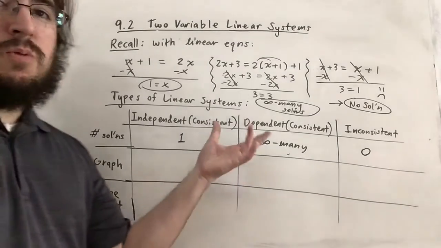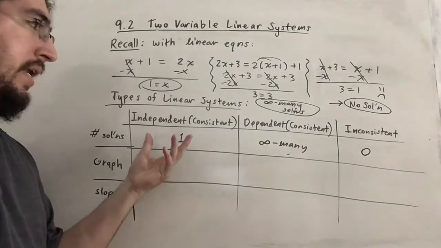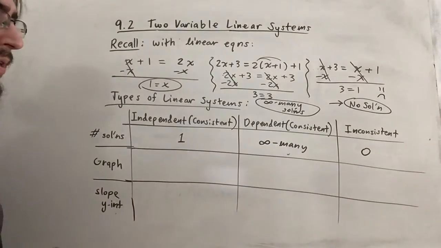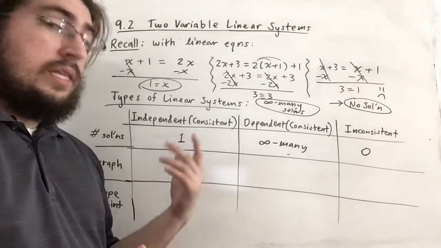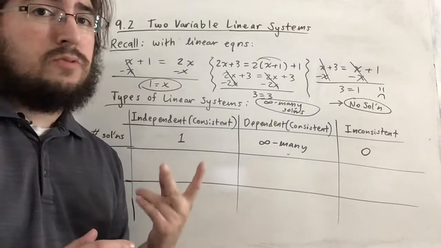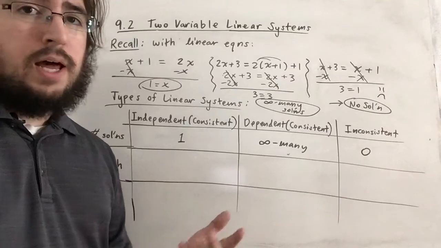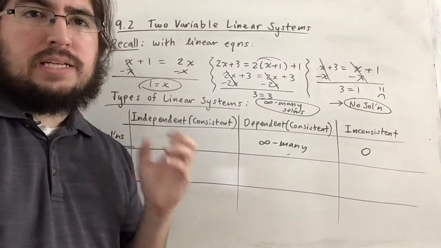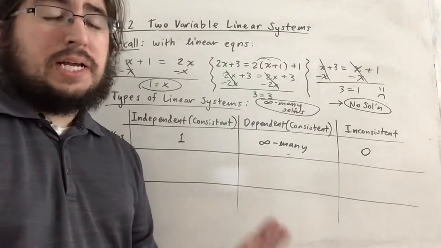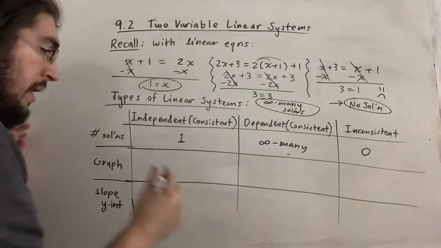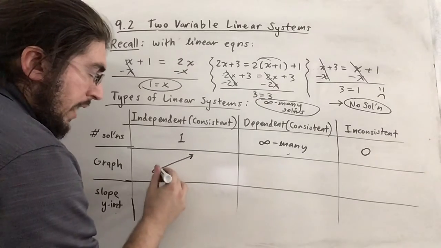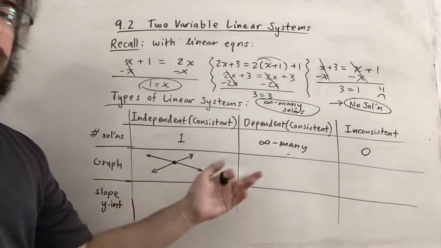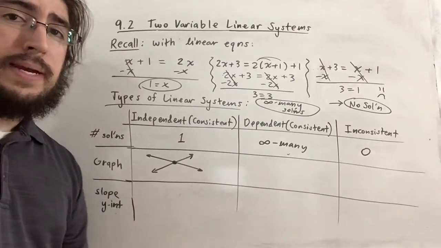So notice the consistent ones have solutions. Independent has one, and dependent has infinitely many though. Now, how do the graphs look? Well, remember that linear systems in this case are composed of two linear equations and two variables. And if you graph those, we have two lines. And recall that a system of equations has solutions that correspond to intersections of the graphs of those equations. Meaning in this case, we will have two lines that intersect at one point only. Whereas here, we have two lines that intersect infinitely many times.